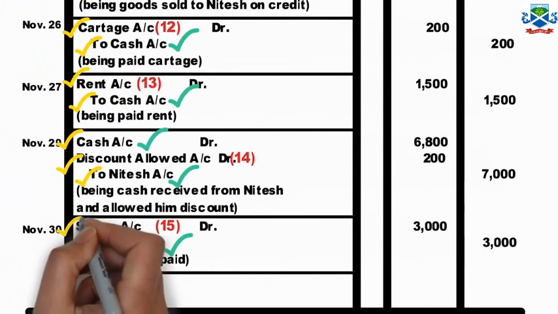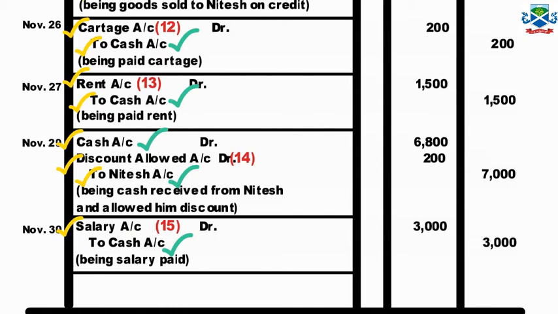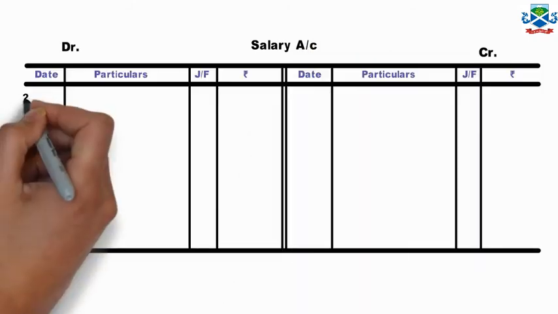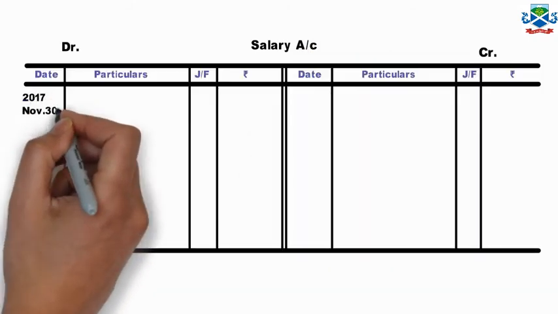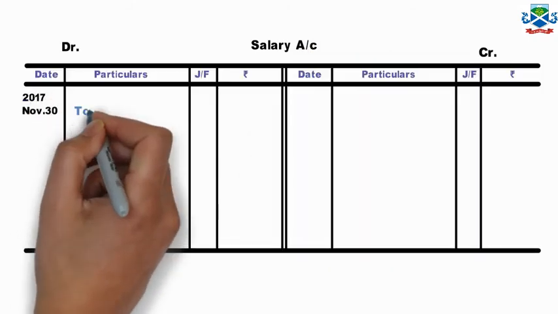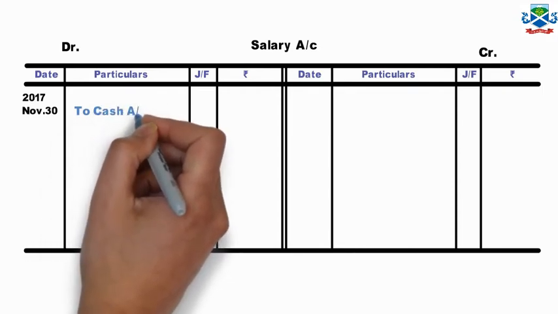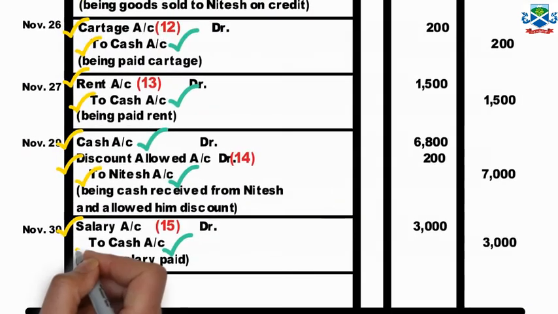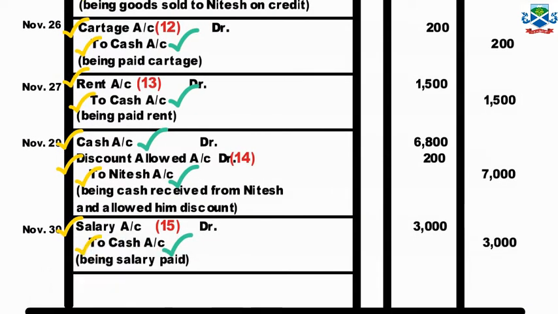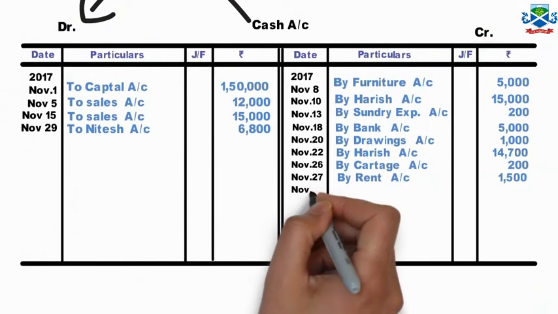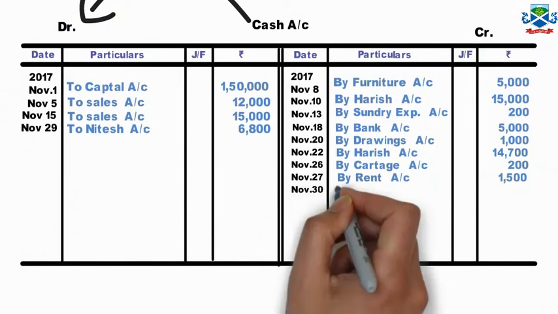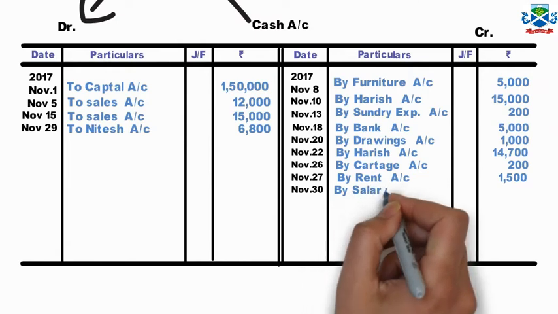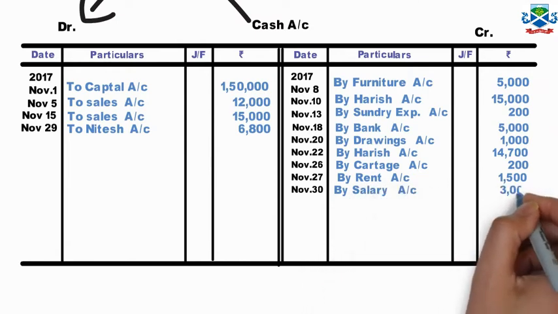And the last posting is salary to cash. Salary account debit to cash. We require a new salary ledger, and on the debit side we will write on November 30, to cash account 3,000. And cash account is credited by salary, that is 3,000. We go to the cash account, November 30, by salary account, that is 3,000. That is all.